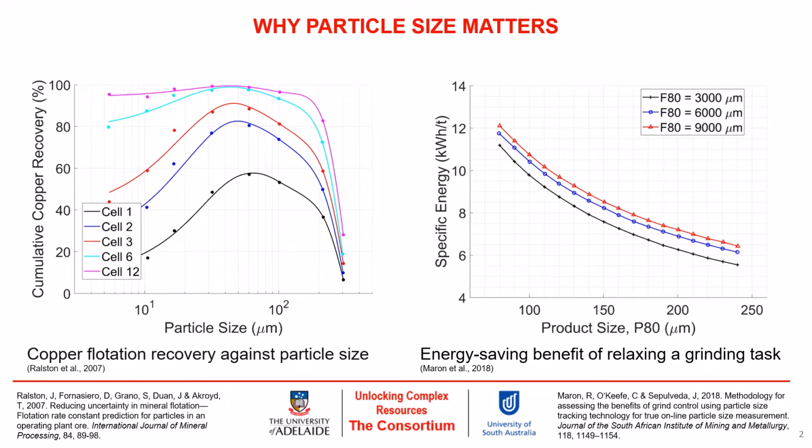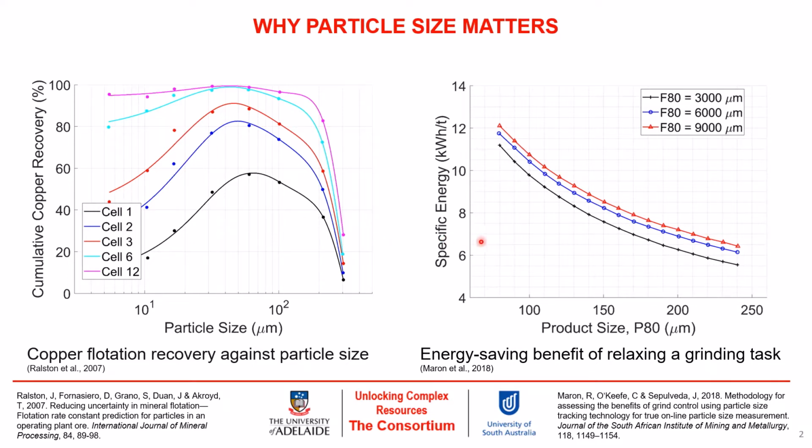Now let's take a look at the figure on the left-hand side, which shows copper recovery against particle size under different operation settings. We can see a common pattern among all curves. That is, for maximum recovery, the particle sizes should be neither too small nor too large. This is a useful fact from the perspective of comminution.